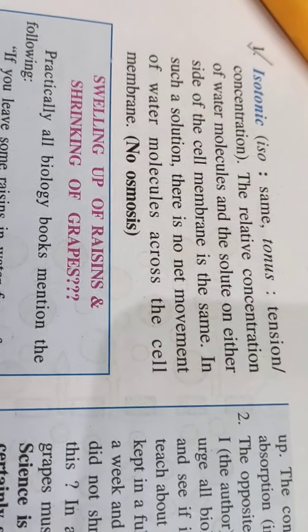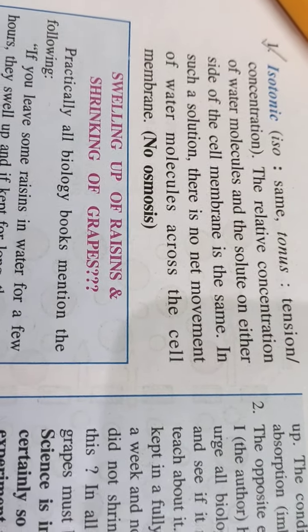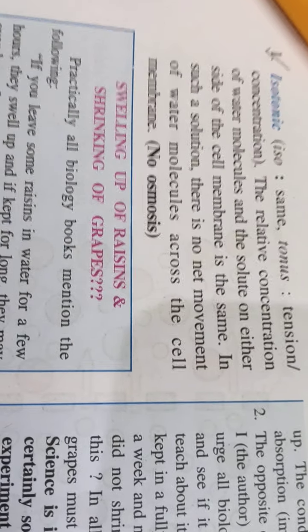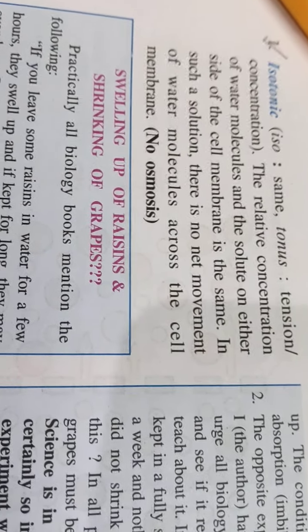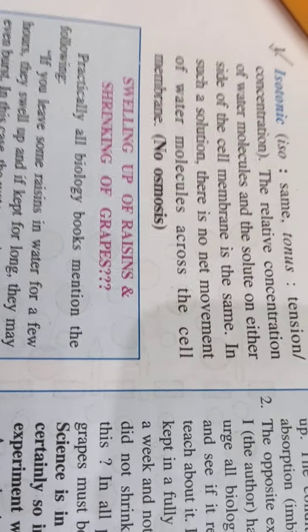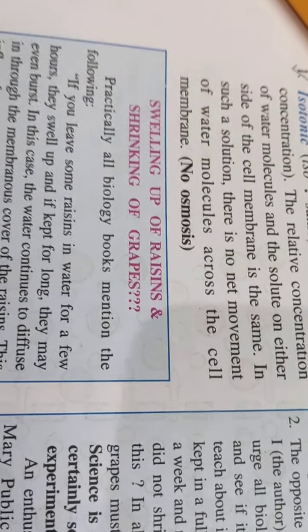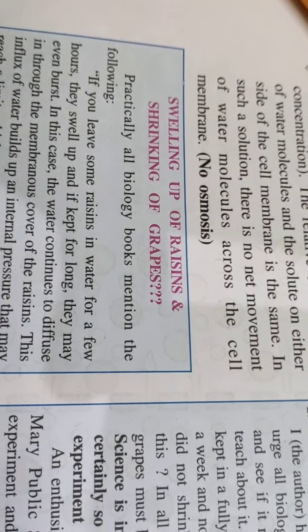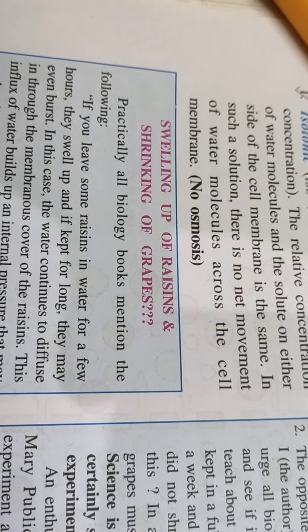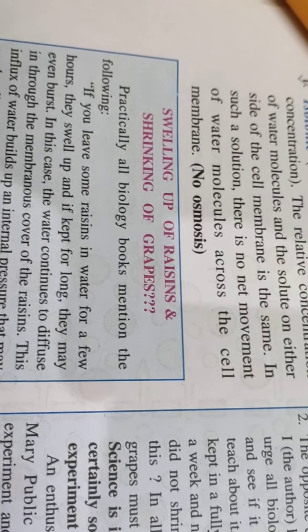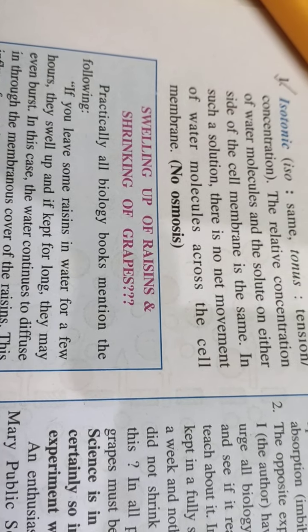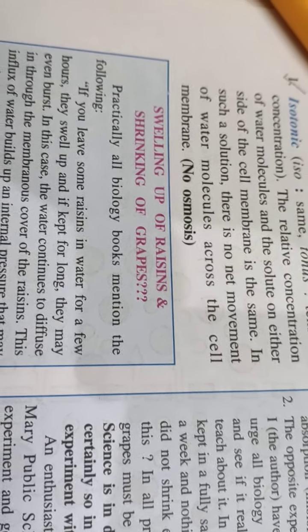Isotonic means, iso means same, that means the relative concentration of water molecules and the solute on either side of the cell membrane is the same. In such a solution, there is no net movement of water molecules across the cell membrane. That means no osmosis will occur. Clear?